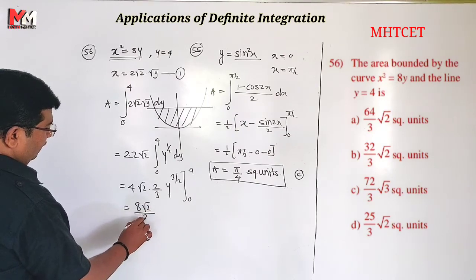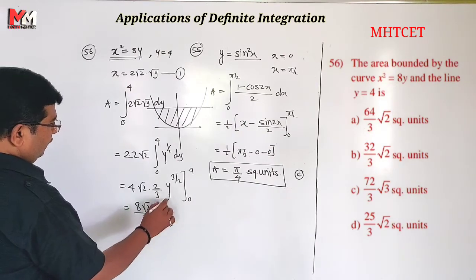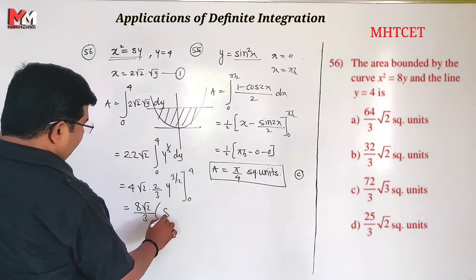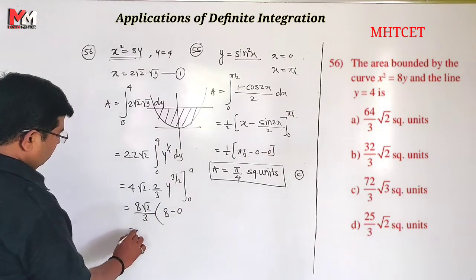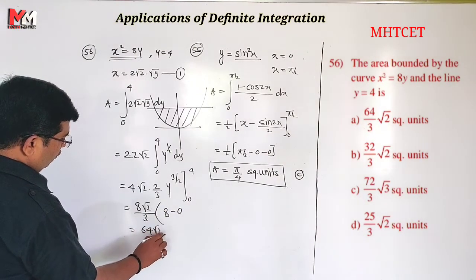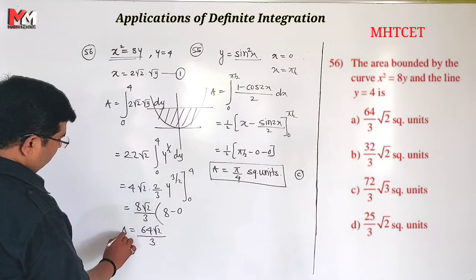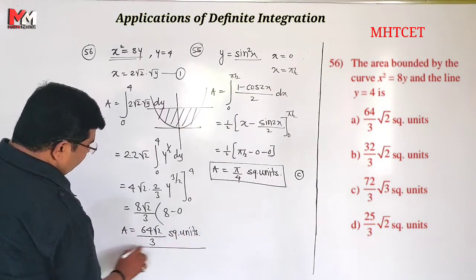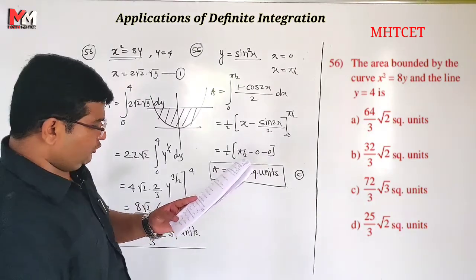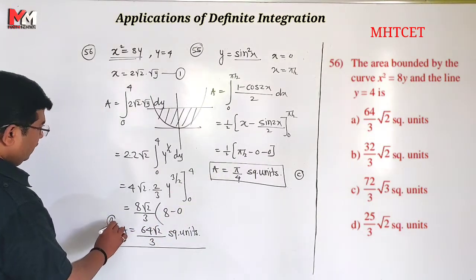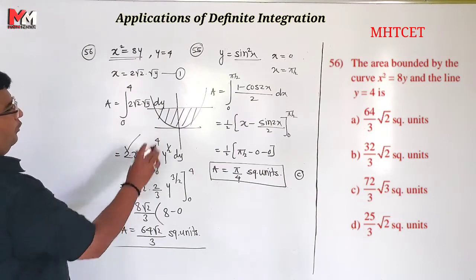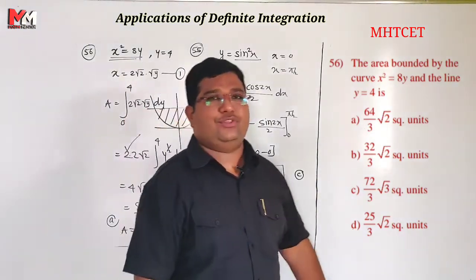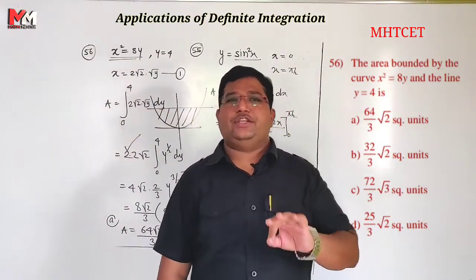8√2 by 3 in bracket 4√4, 8 minus 8, 64√2 divided by 3. So this is area in square units, 64√2. So option क्या है? A. So यहाँ पर ये डबल करना पड़ेगा because it is a symmetric with y axis. So यहाँ पर twice the required area.